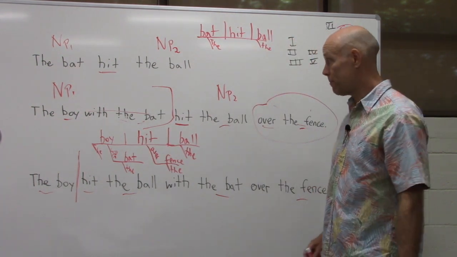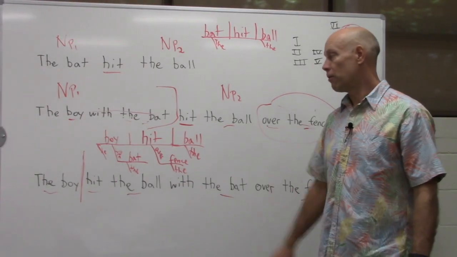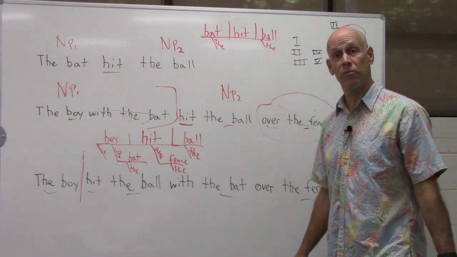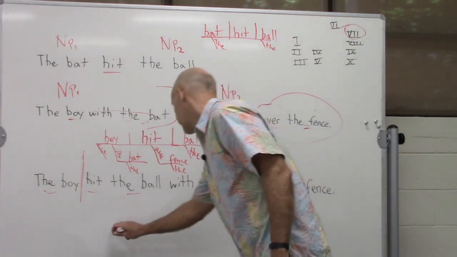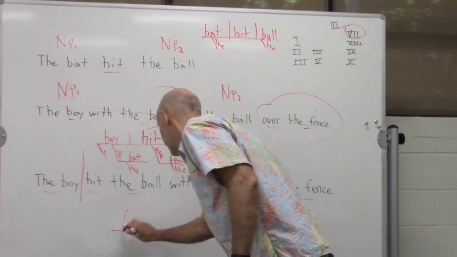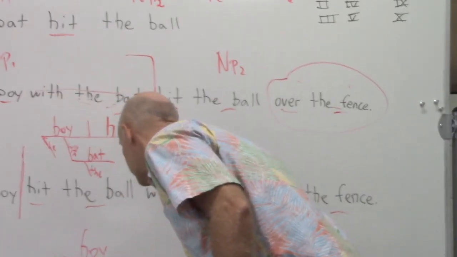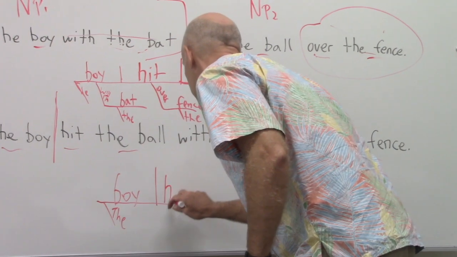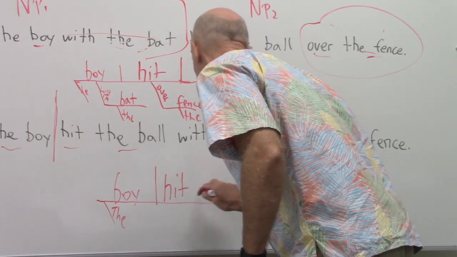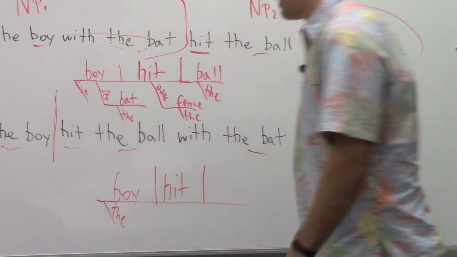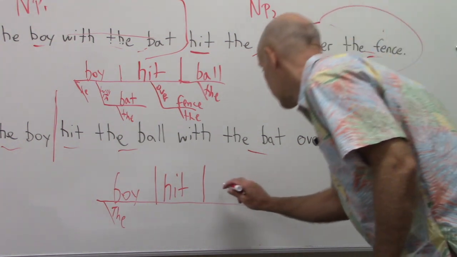So far, so good? Now, let's go through here. Where's noun phrase 1, the subject? Noun phrase 1, the subject, is the boy. Okay, and what did the boy do? The boy hit the ball. He hit something, right? What did he hit? He hit the ball. Okay.